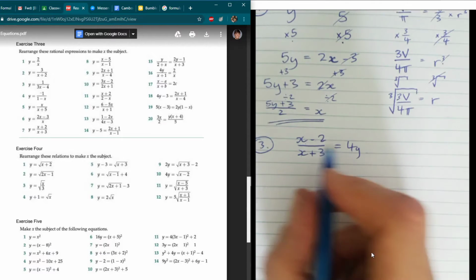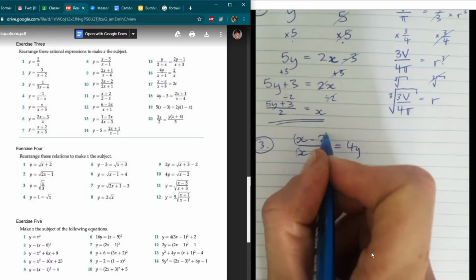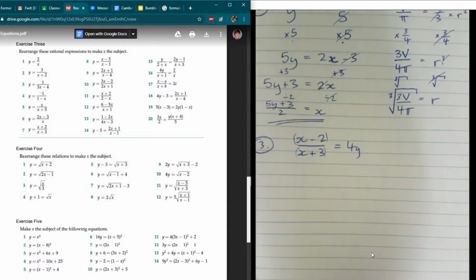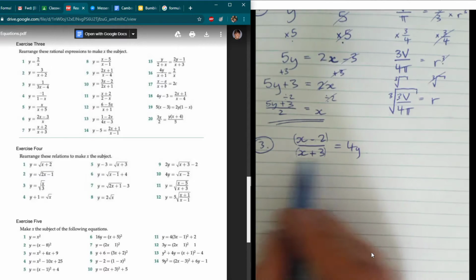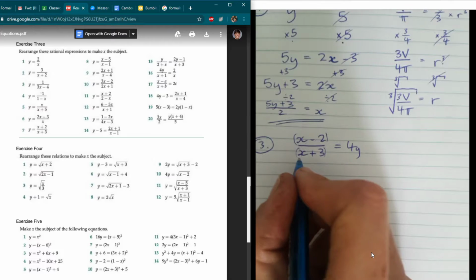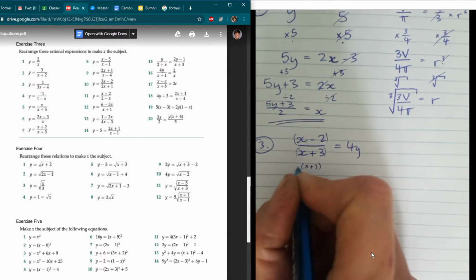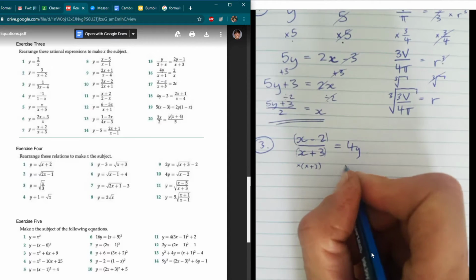So what I'm going to do is, remember, fractions always have secret brackets. Because we've got a fraction, normally the best thing to do is make it not a fraction anymore. So the best way to do that is multiply both sides by x plus 3. See, we've got divide by x plus 3, so let's just times both sides by x plus 3.